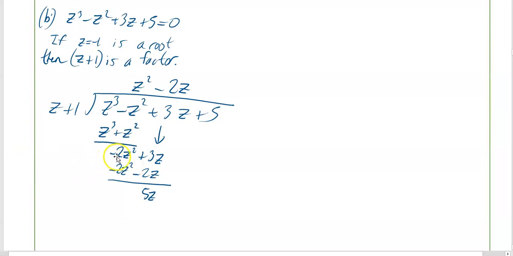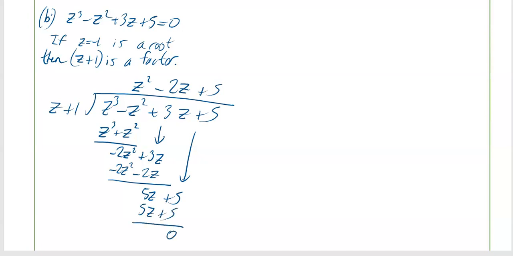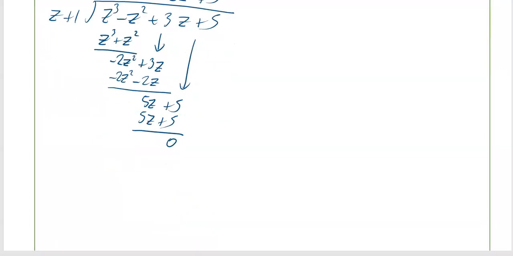And the minus 2z minus 2z gives you 0. And then you bring this 5 down as well. So the 5 comes down. So there we have it. And now you're thinking, what do you need to multiply z by to give you 5z? And the answer is 5. So it's 5. And then when you multiply the 5 times the z plus 1, you get 5z plus 5. And when you subtract, you get 0. This is what we were hoping to get in this question, because we wanted it to factorize completely.